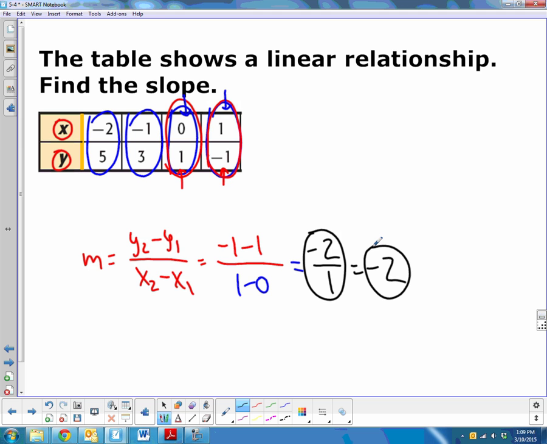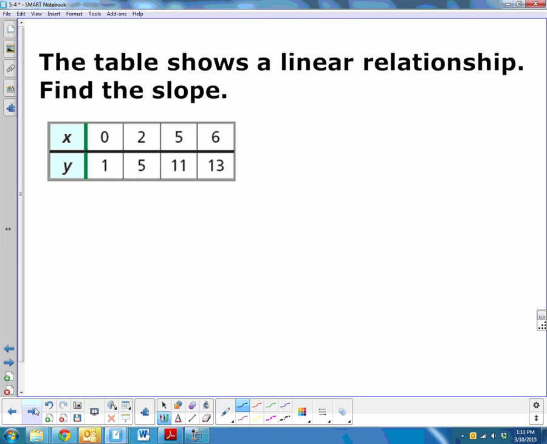So if you're given a table, you pick any 2 of those points. They don't have to be next to each other. Pick any 2 of those points and plug them into your formula. Give this one a try on your own. Use the same idea, use the slope formula, find the slope. I'm assuming you paused it. I'm assuming that you tried it on your own. The slope for this one ends up being 2. Or, of course, you could have 2 over 1.